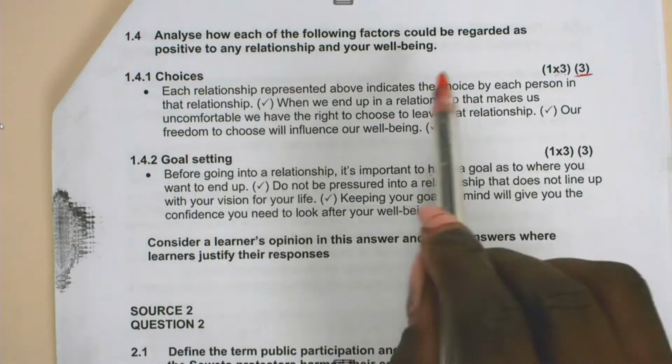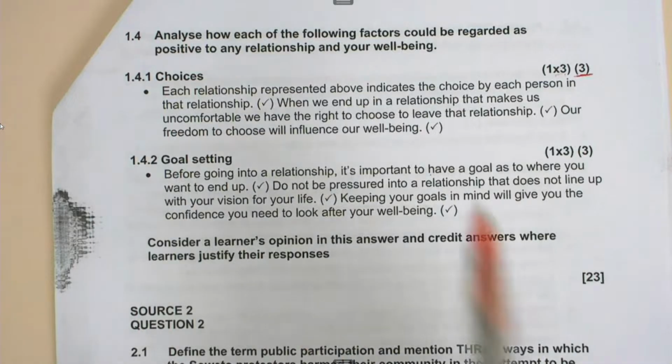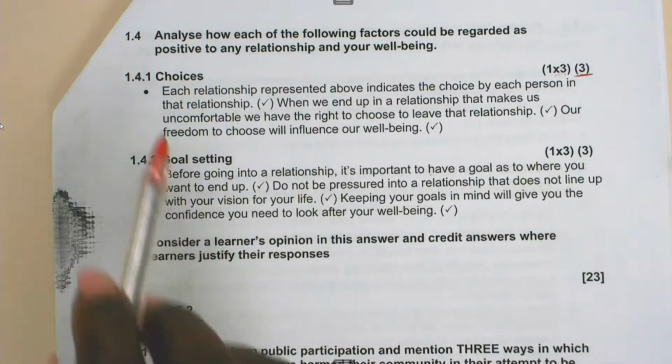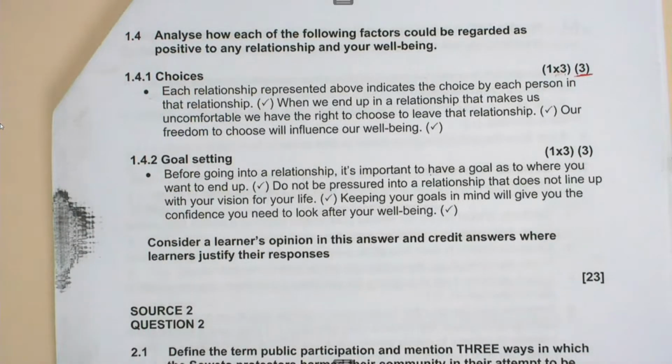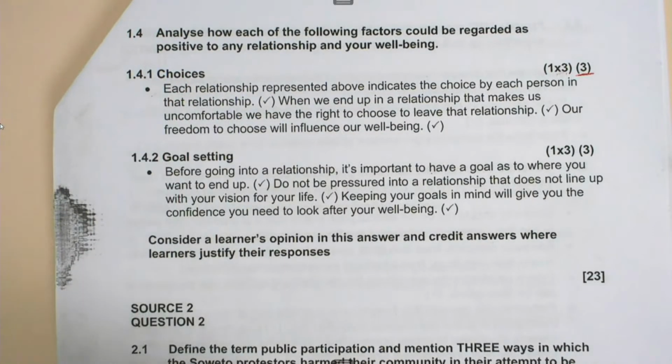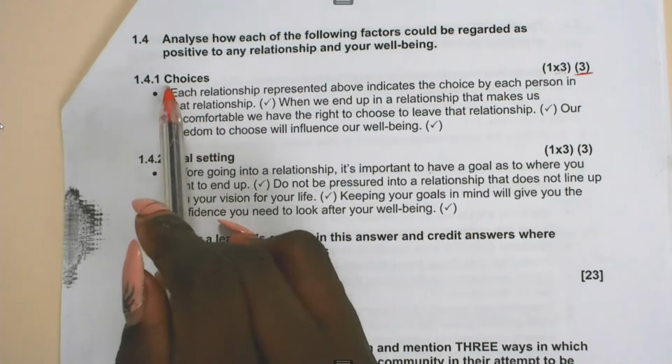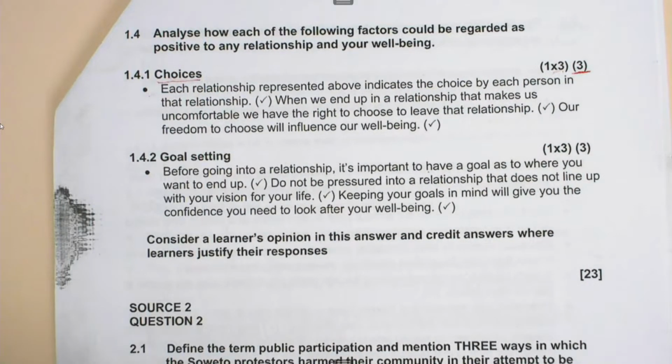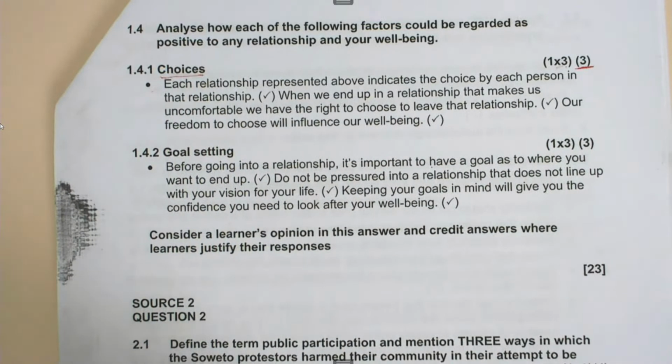But when we mark the learners' responses, we go to the learners' responses and then highlight. It is the same as answer number 1.1, 1.4.1. Now, each relationship represented above, remember we're talking only about choices, indicates the choice by each person in that relationship. Remember, they are staying in that relationship because they made a choice to stay in that relationship.